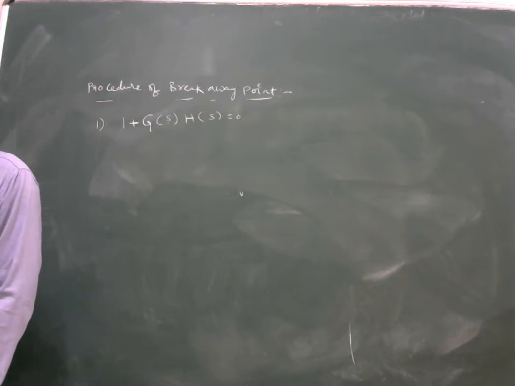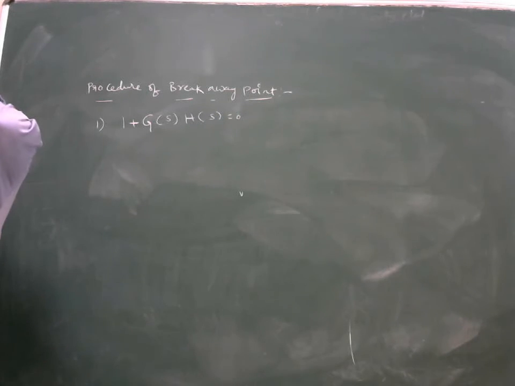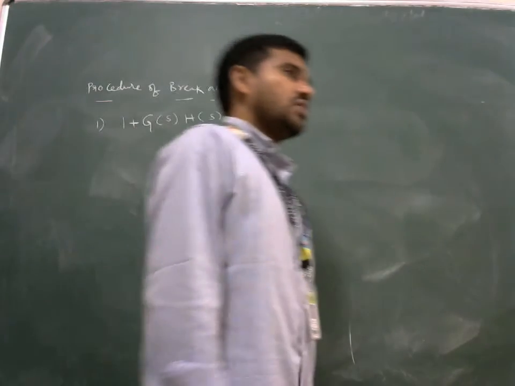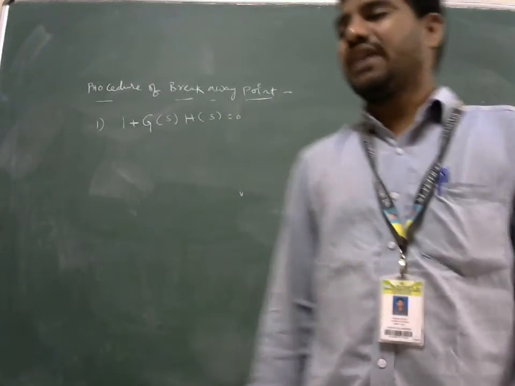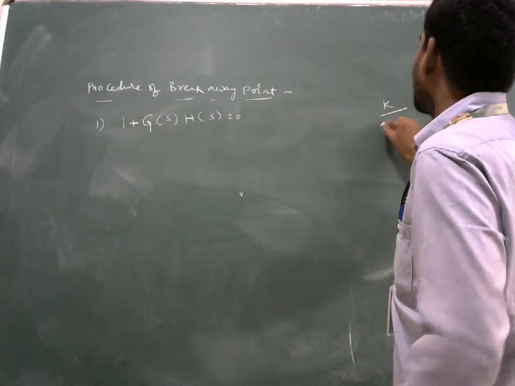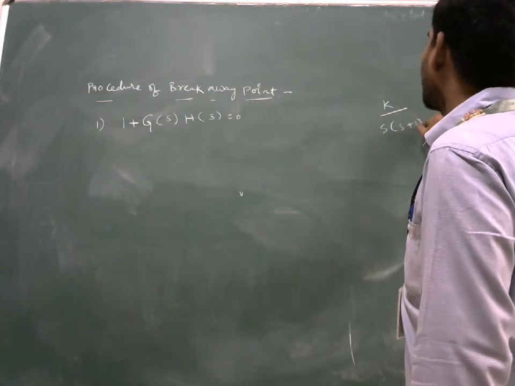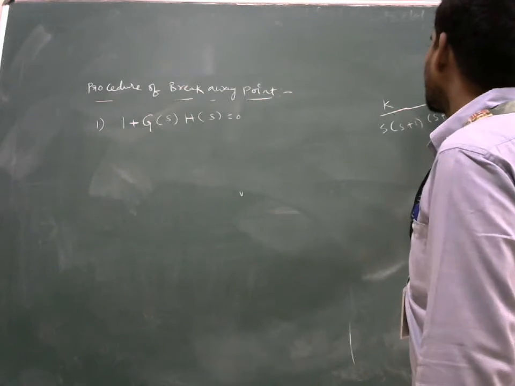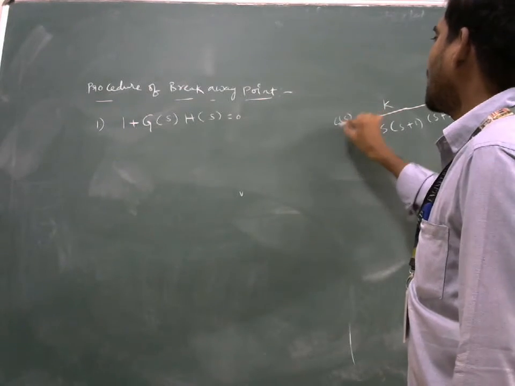separate the terms involving K and the terms involving s. Write the value of K in terms of s. Here, all the root locus depends upon the value of K. In your problem also, they will give something like K divided by s into (s plus 1) into (s plus 2), which is equal to your C(s) by R(s) value.